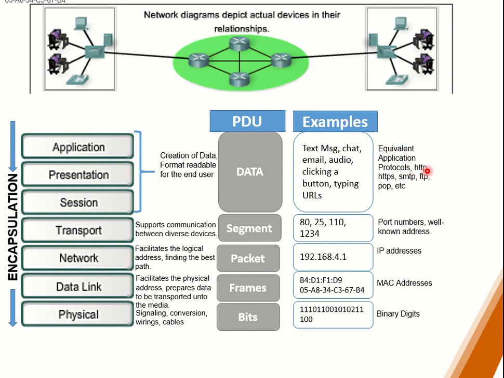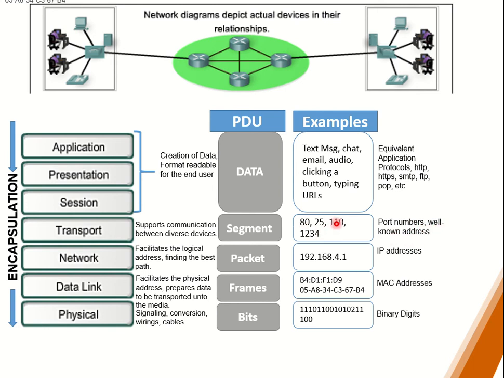These are the HTTP, HTTPS, SMTP, file transfer protocol, POP3, etc. Depending on what you activate or create here as data. So in the segment part, these are the examples: sample information that the transport layer attaches. These are called port numbers or well-known addresses.